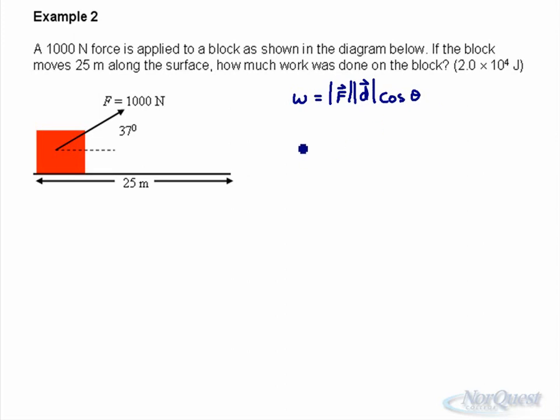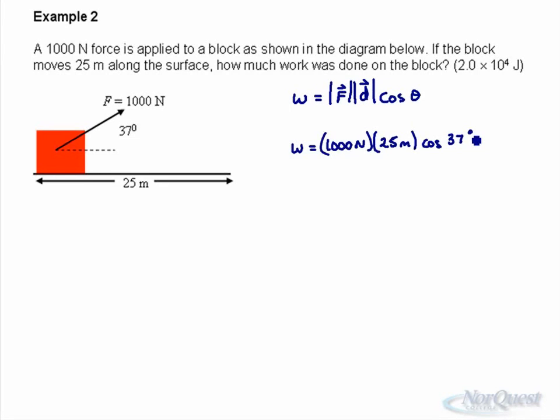So let's put our numbers in. Work equals 1,000 newtons times the distance being applied over, 25 meters, times cosine 37 degrees. And the cosine 37 is telling us we're getting the x component of that force because it's moving in the x direction. If we moved in the y direction, we'd want the sine of 37 degrees.